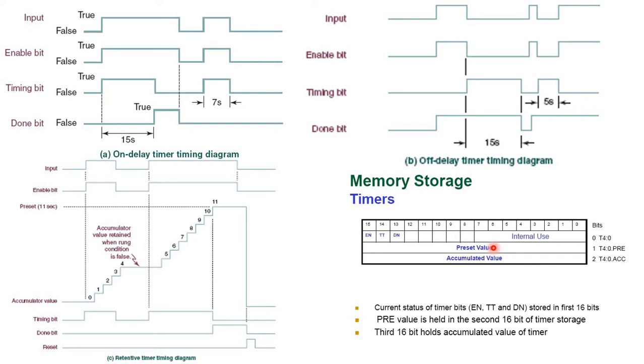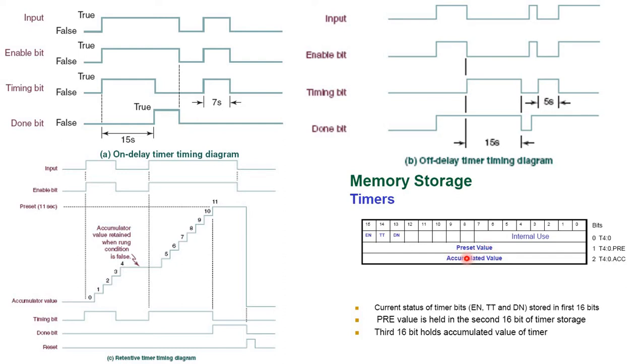And we have another thing called the timer base. The timer base can be 1 second, 0.01 second, or 0.001 second. Let's say you have a preset value of 50 and your time base is 0.01 seconds. Your total delay would be time base times preset value, which in this case is 0.5 second. But if you have a preset value of 5 and your time base is 1 second, then your total delay would be 5 seconds.